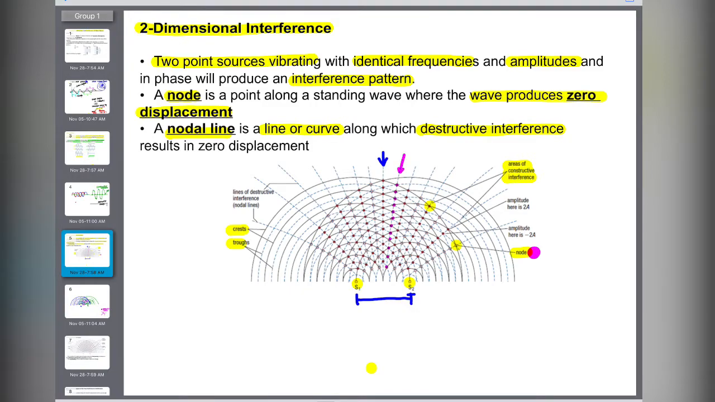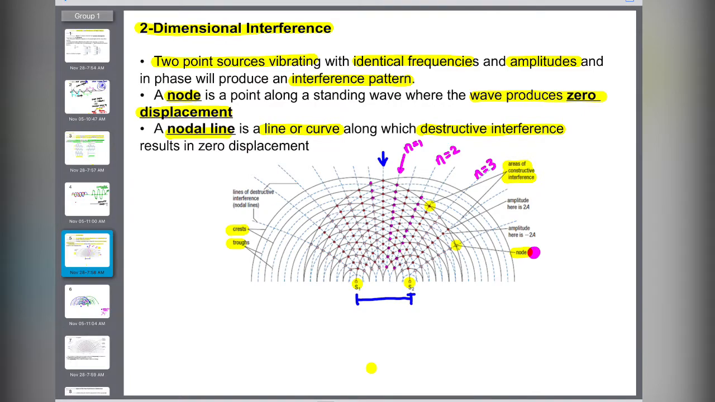And do you see how this line is closest to the middle line? We called it n equals 1, nodal line number 1. If I shift towards the right-hand side and go to the next nodal line, remember how we said at the intersection of a crest and a trough, those are the nodes, the zeros, this is n equals 2, and so on and so forth, and this is n equals 3.